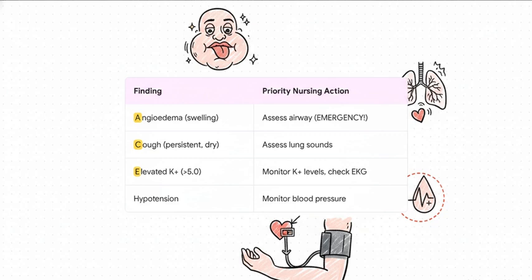For C, the cough. You need to assess their lung sounds. Is it just the harmless drug side effect, or could it be fluid overload because their heart failure is getting worse? You have to figure that out.